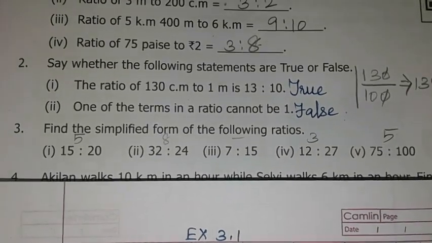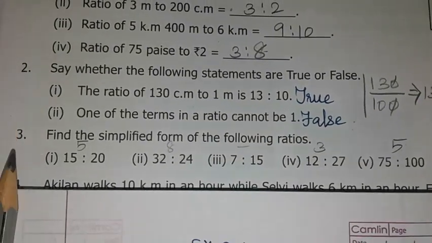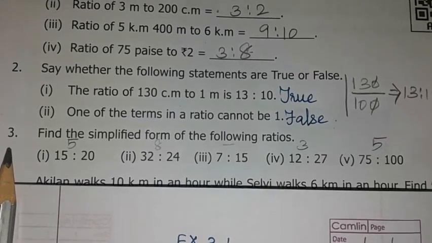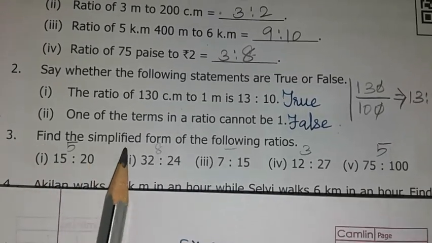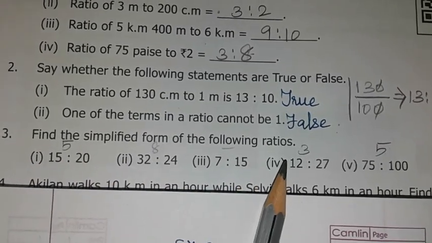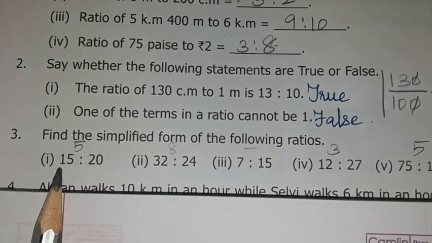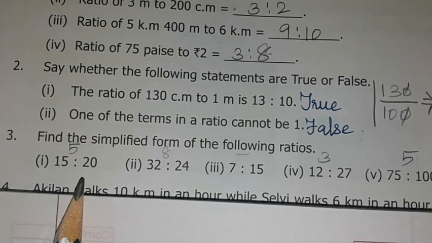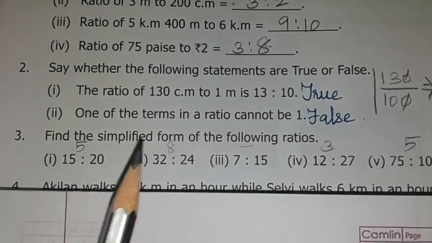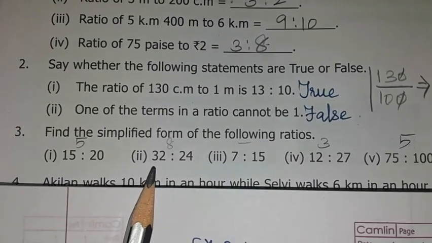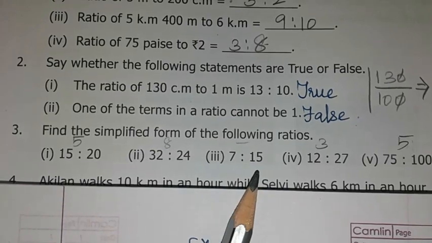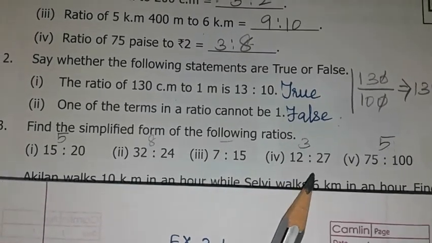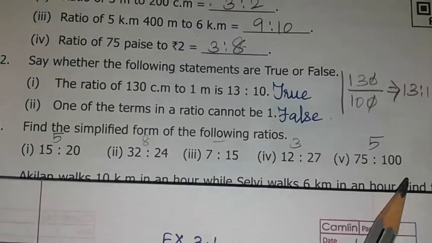Hello students, now we are going to see the third question in exercise 3.1. Find the simplified form of the following ratios. Here given, first subdivision 15 is to 20, 32 is to 24, 7 is to 15, 12 is to 27 and 75 is to 100.